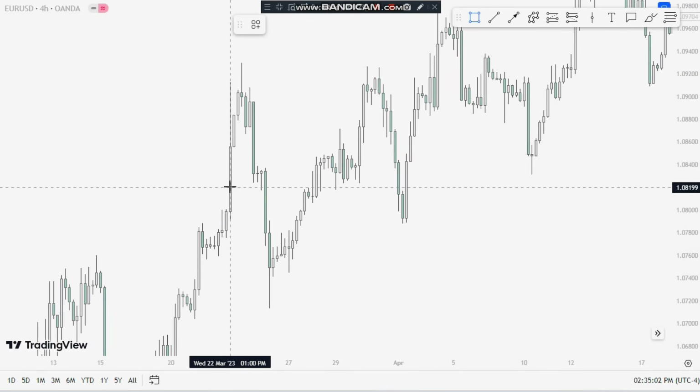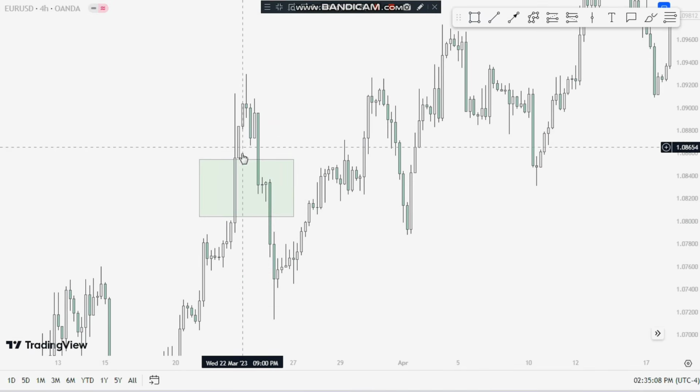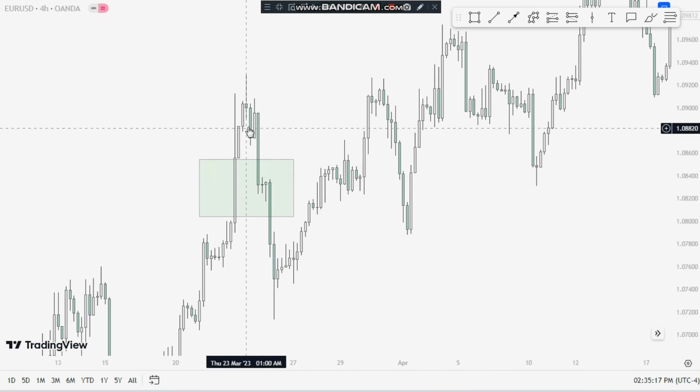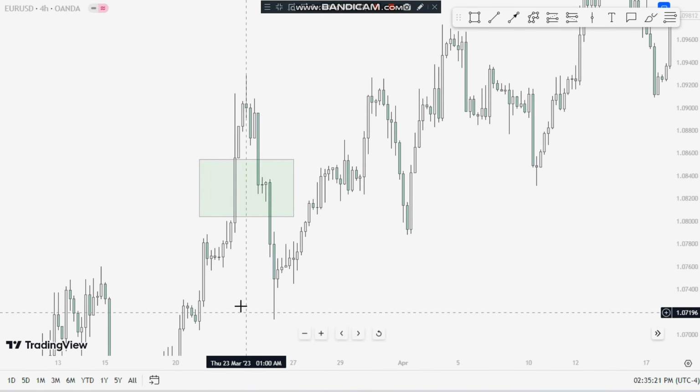You can see here that the price is going up and there is a fair value gap. Okay, so what people do is they put their orders in this fair value gap because they think that the price will come down to this fair value gap and then it will pump. But you can see it came down, okay, and then it started pumping.